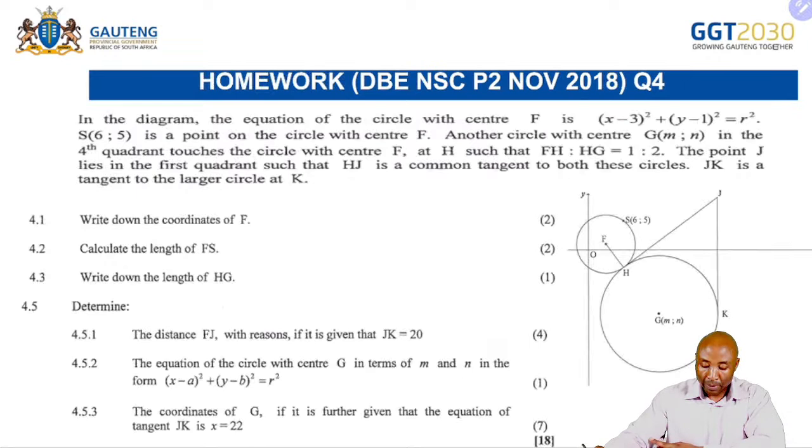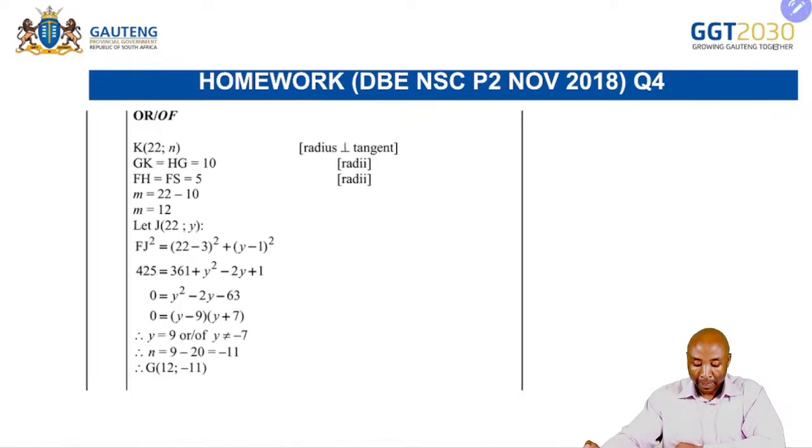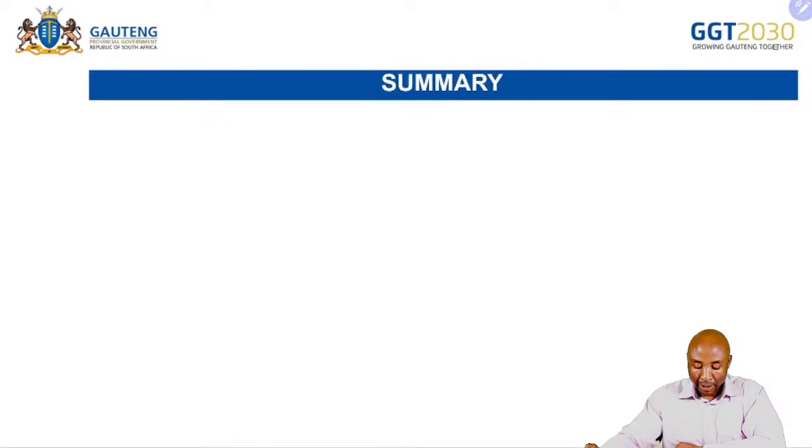Now, this was supposed to be homework. It involves 2 circles. You can quickly take a picture, or you can go and look at this question paper. The solutions are there.